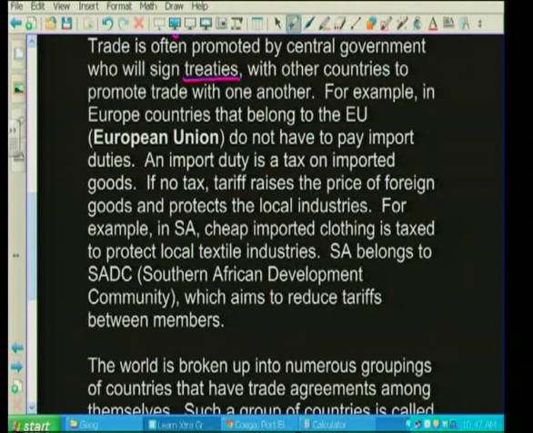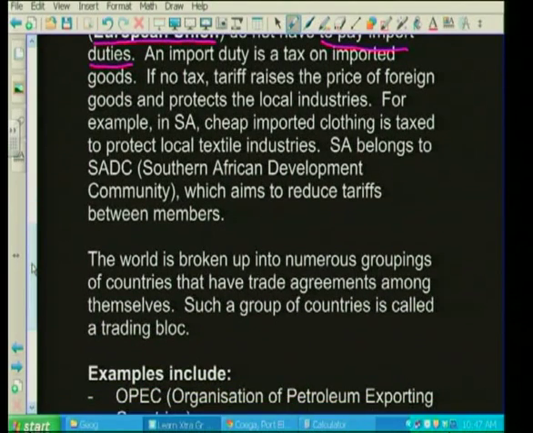For example, European countries that belong to the European Union do not have to pay import duties. So they get all these sorts of financial benefits or kickbacks, as it were. An import duty is a tax on imported goods. A tariff raises the price of foreign goods and protects the local industry. So it's a good thing for us if we're not having to pay too much tax when we import stuff.